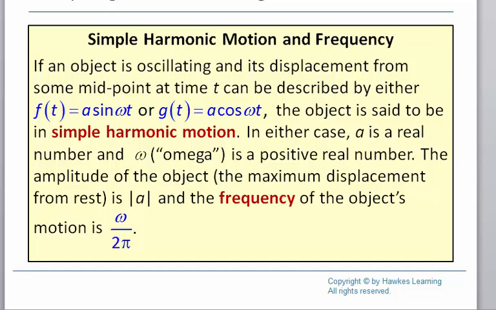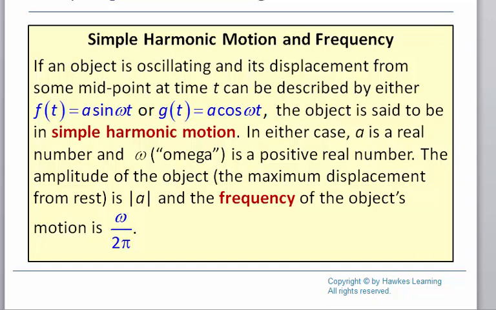If an object is oscillating and its displacement from some midpoint at time t can be described by either f of t is equal to a sine omega t, or g of t is equal to a cosine omega t, the object is said to be in simple harmonic motion. In either case, a is a real number and omega is a positive real number.